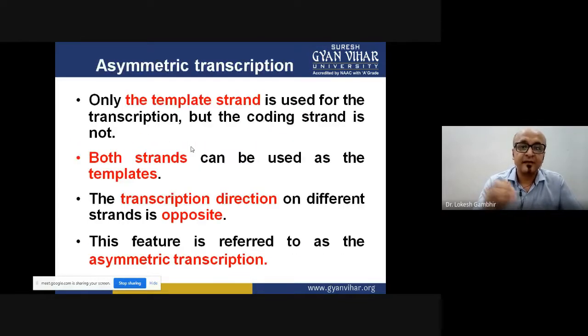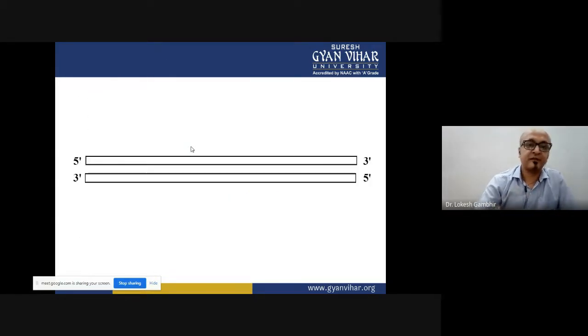That is the reason why we call transcription asymmetric transcription. Why? Because it is using only one strand, whereas the opposite strand is not being used. That's why we are naming it asymmetric transcription.